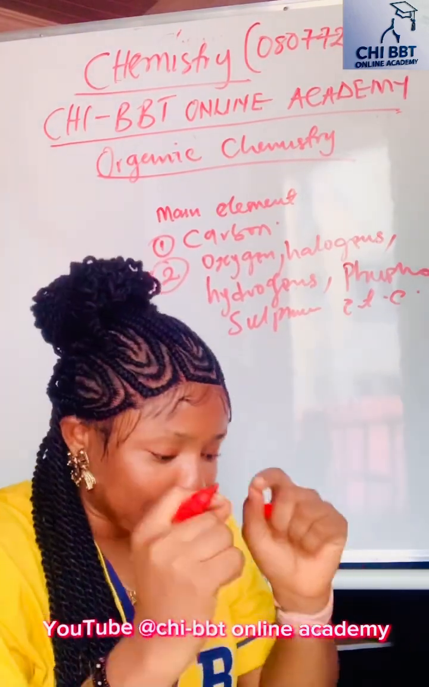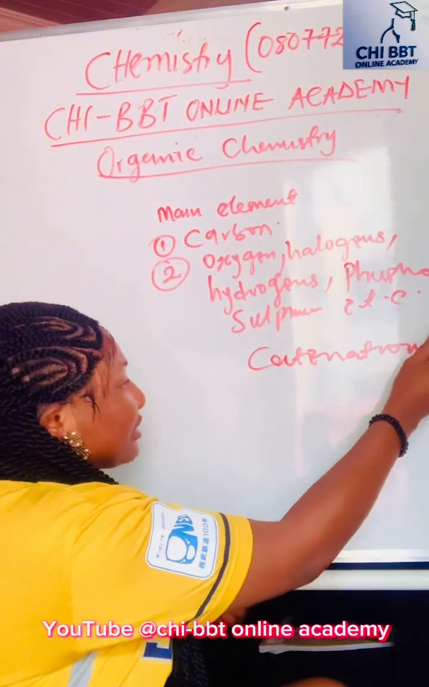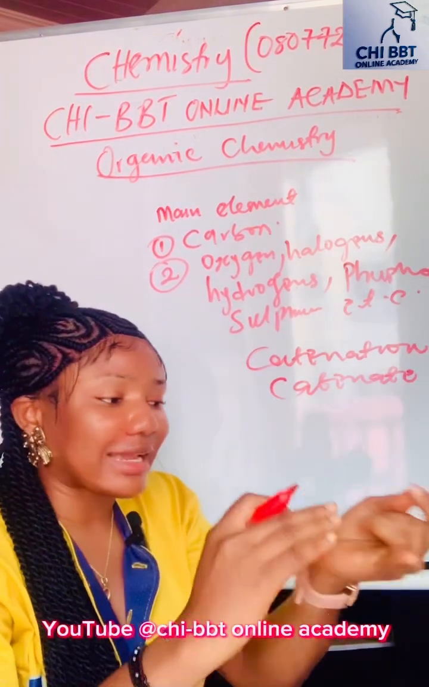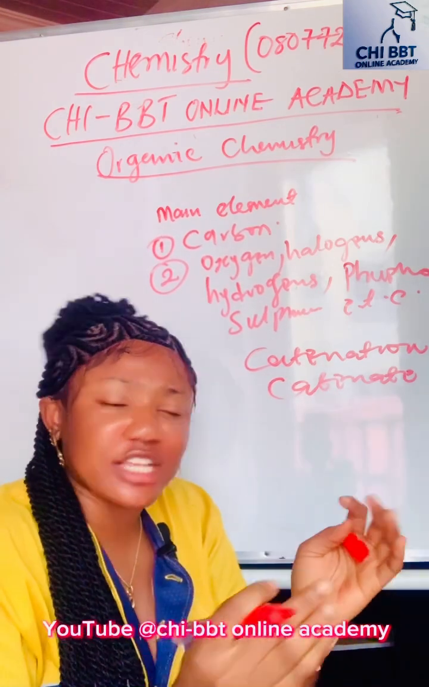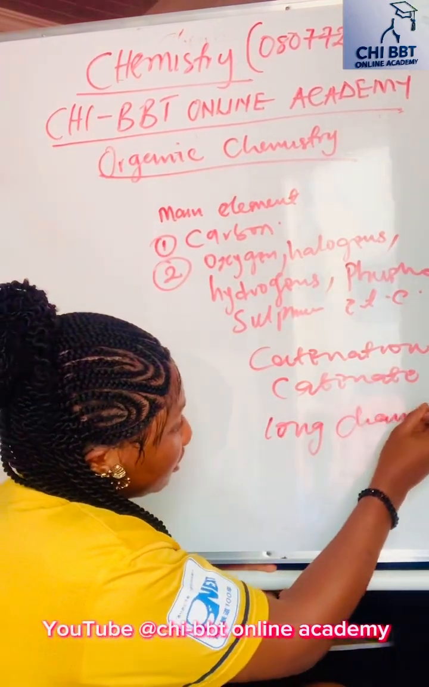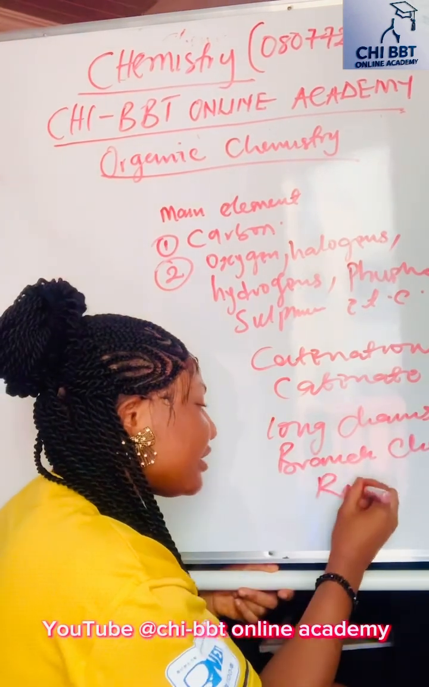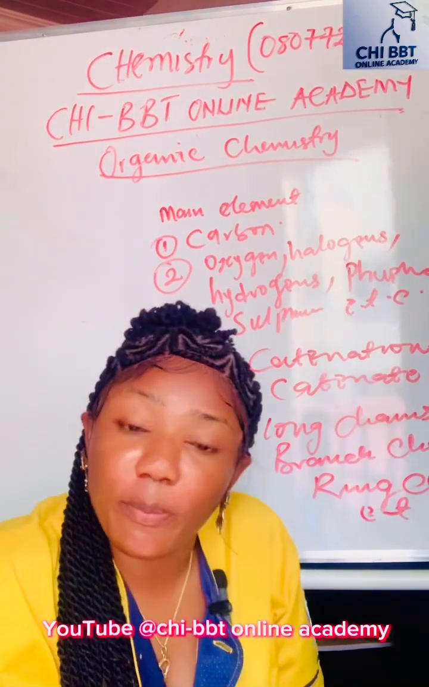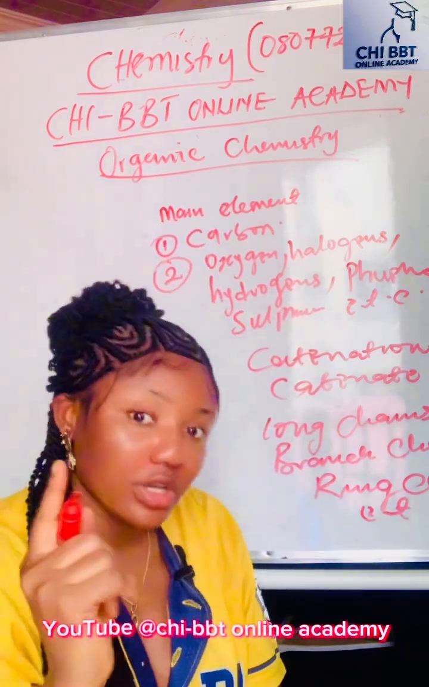Now you should know that carbon compounds are a lot. Why are they a lot? Because of the ability of carbon to catenate. There's something they call catenation. It means combination with other elements like nitrogen, oxygen, phosphorus and halogens to form long chains, branch chains, ring chains, etc. Carbon compounds are so many in the world. That's why it's taken as one of the major studies of organic chemistry.